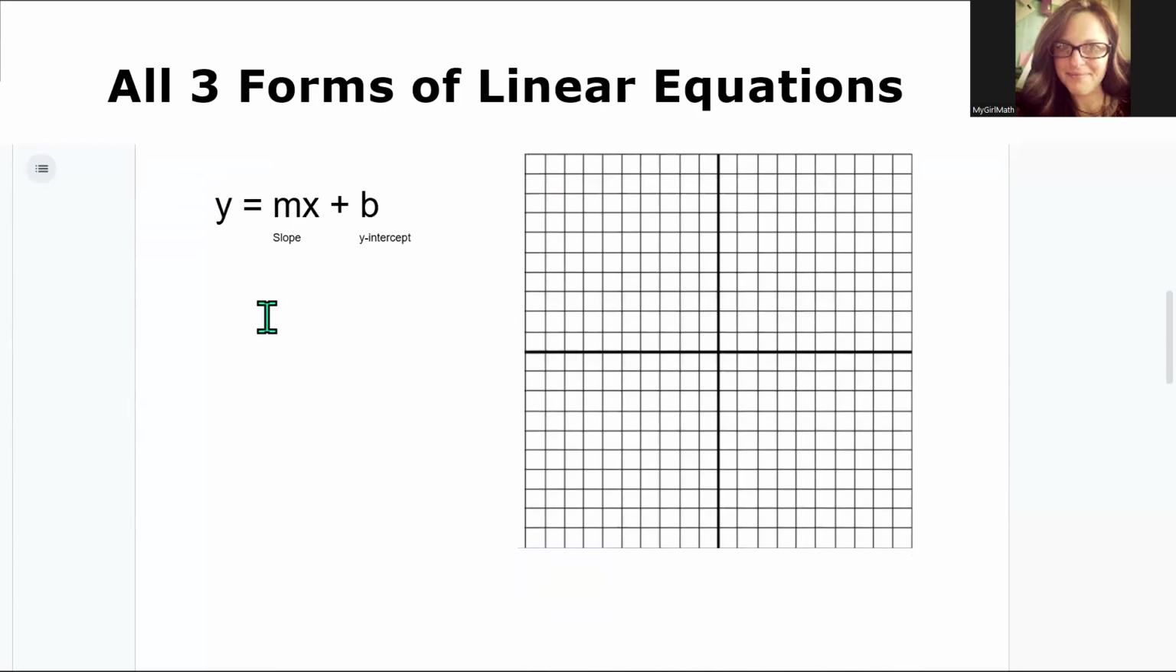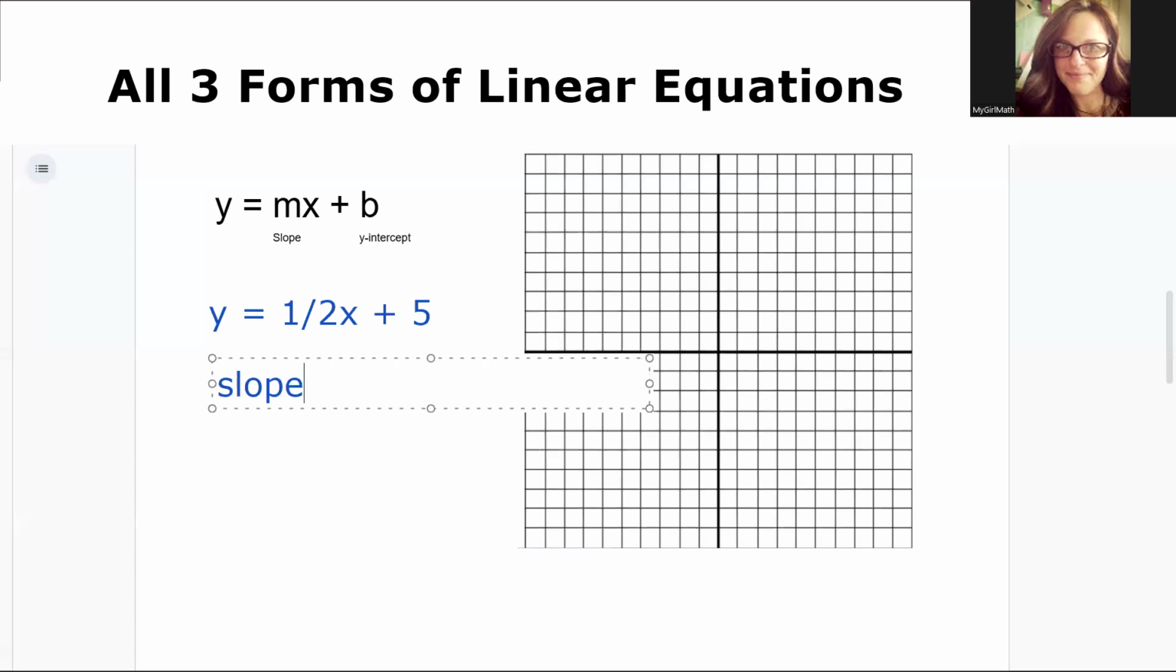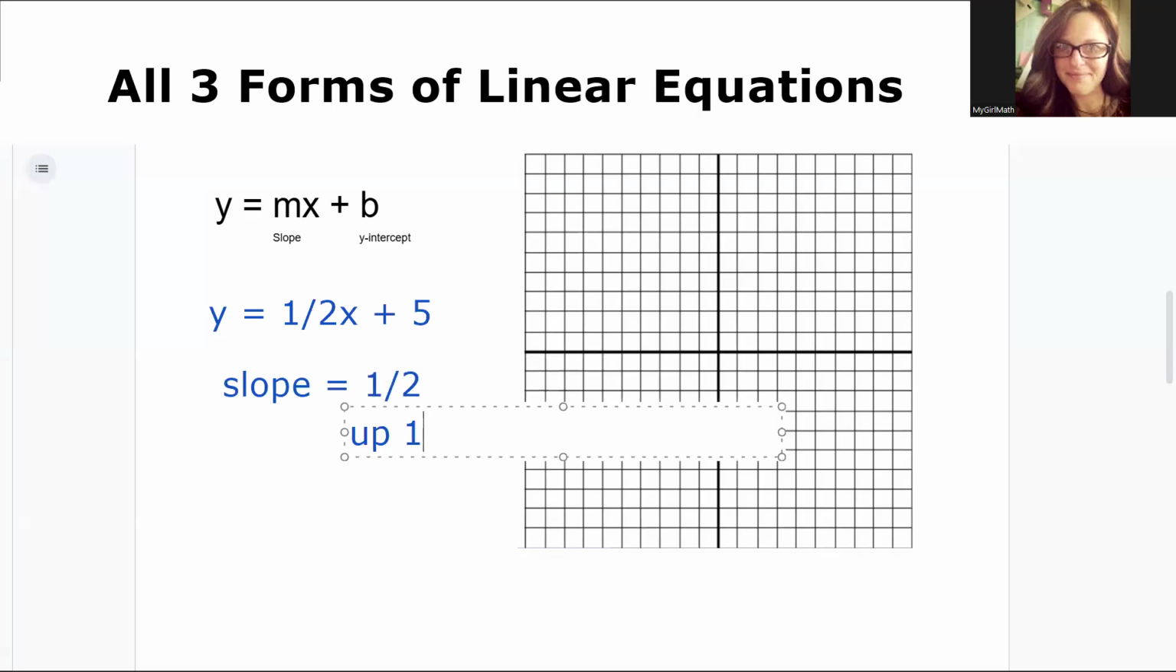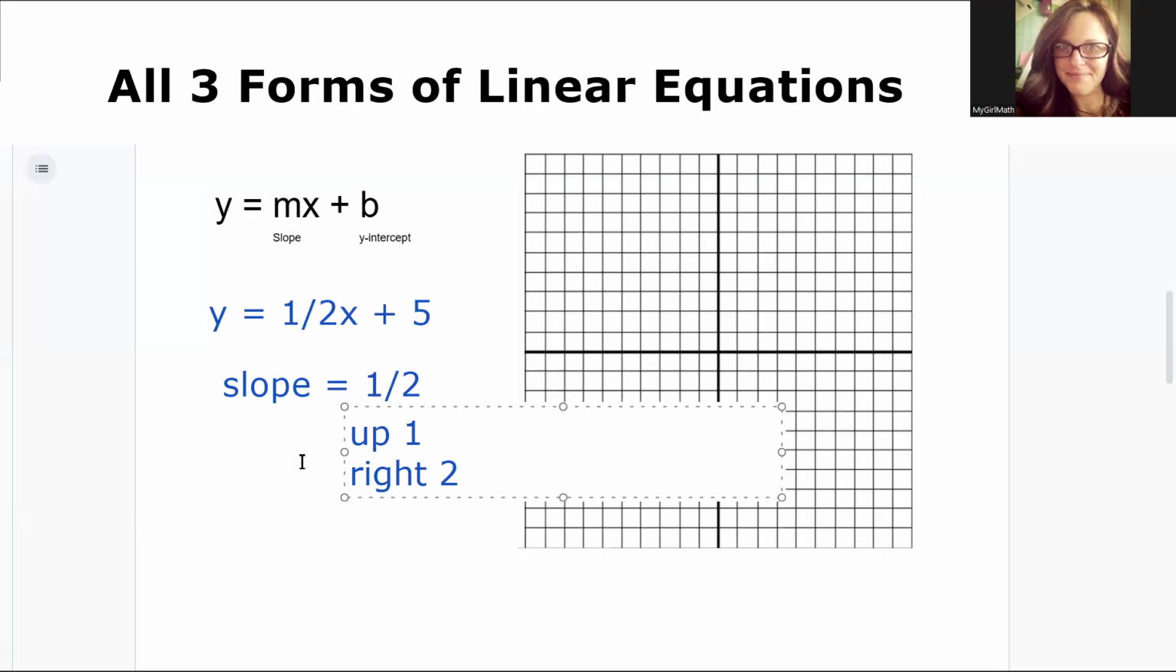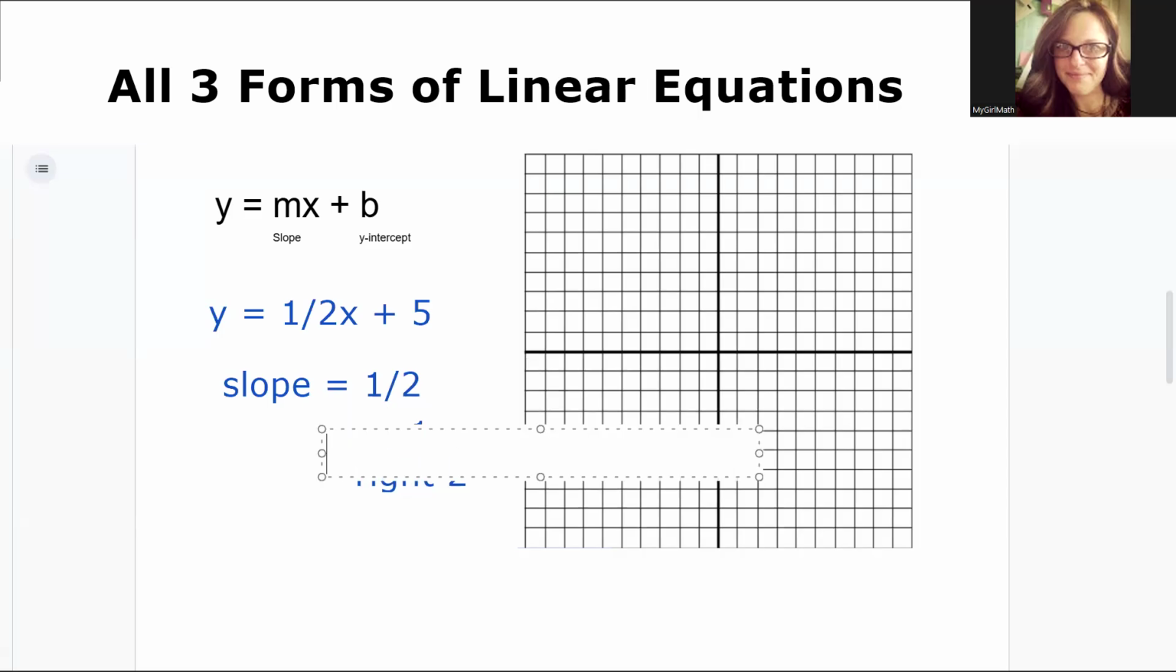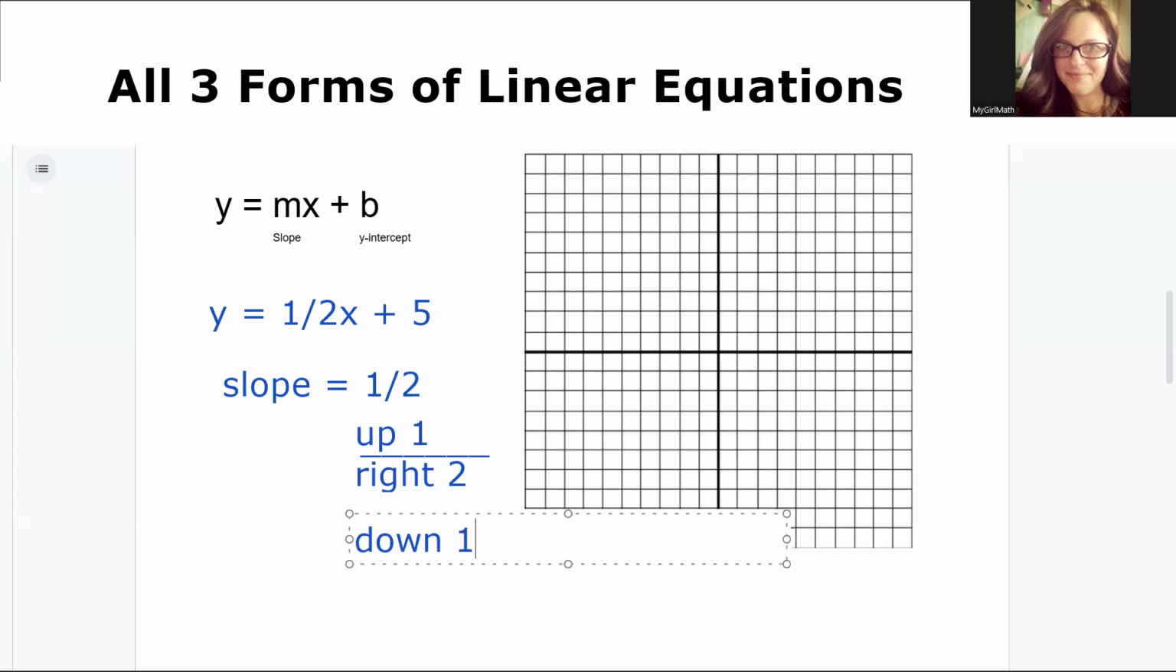Starting with slope-intercept form. Let's take a look at how to graph the linear equation y equals 1/2 x plus 5. The slope m is given to us. It is 1/2. We can go up 1 and to the right 2, or two negatives make a positive. You could go the other direction, which I've shown in some of my other videos. You could go down 1 and left 2.